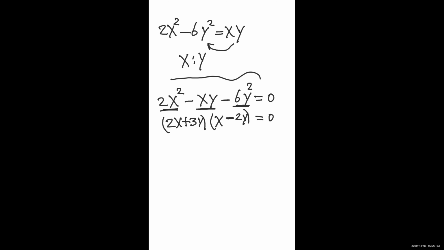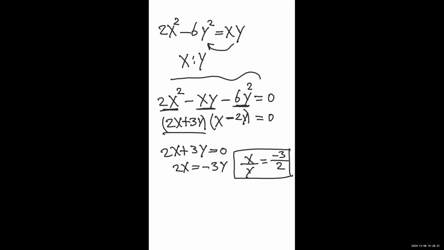Okay, then two brackets are multiplied to equal 0, so this means one of them will equal 0, or even both of them will equal 0. So the first one, 2x plus 3y equals 0. So 2x will equal negative 3y. So in this case, x over y will equal negative 3 over 2. So this is the first case.